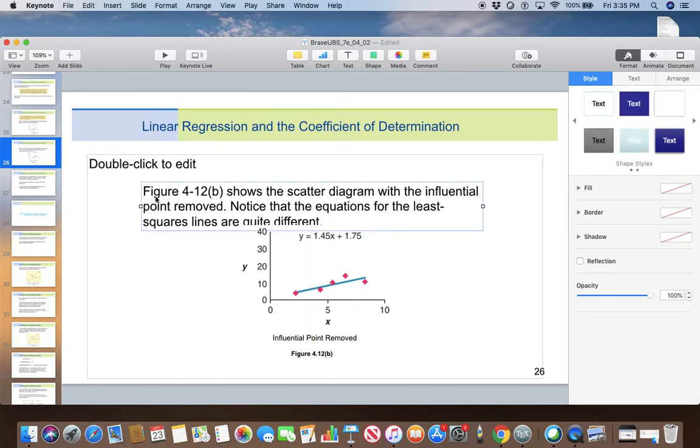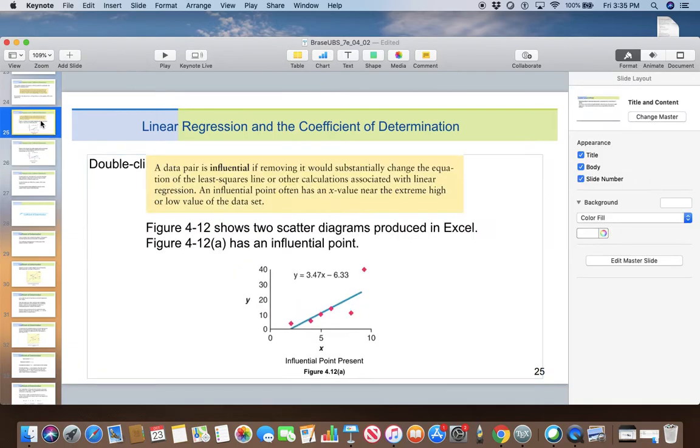Okay, so figure 4.12b shows the scatter diagram with the influential point removed. Notice that the equations of the least squares lines are quite distinct: 1.45x plus 1.75, and over there 3.47x minus 6. So you see, with the removal of this one point, my line itself changed.